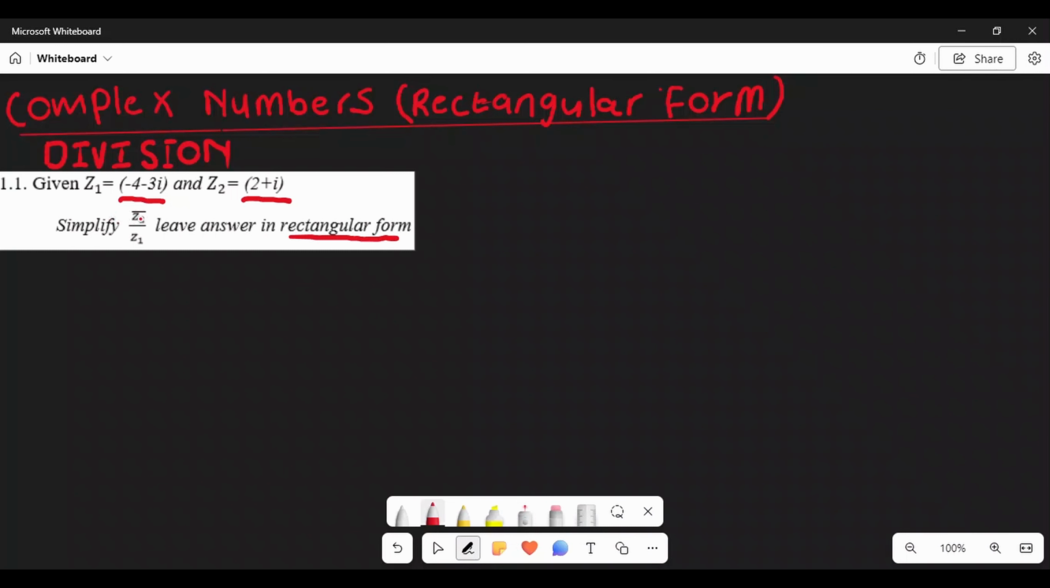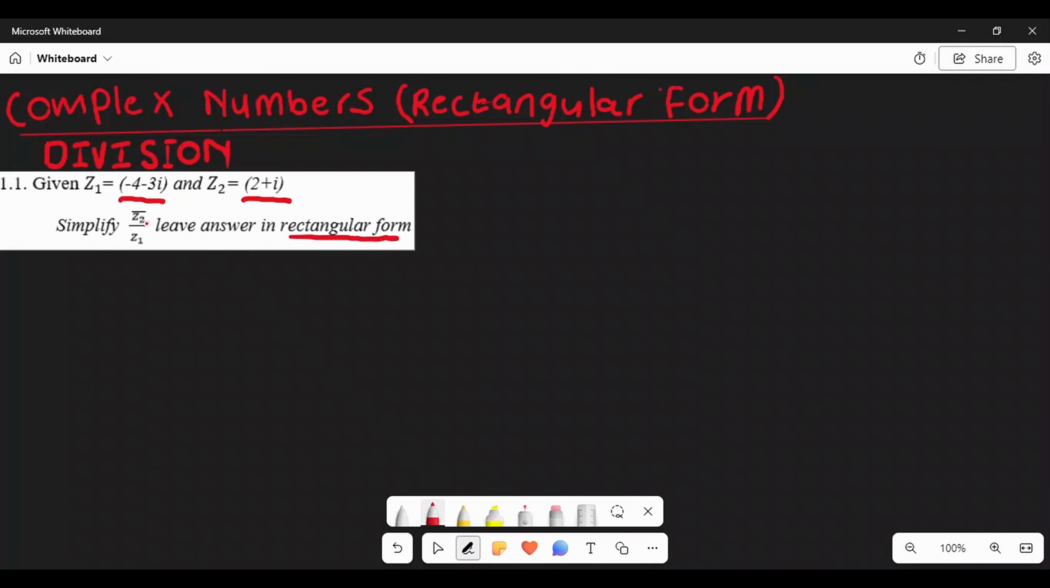You need to understand that when you see a bar on a z, this means that it is a conjugate. I've already made videos on conjugate. You can go to the description and watch that video where I explain conjugates, and there will also be a video that will pop up on the top right. Click on it to watch that video.